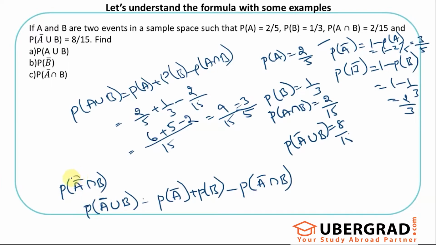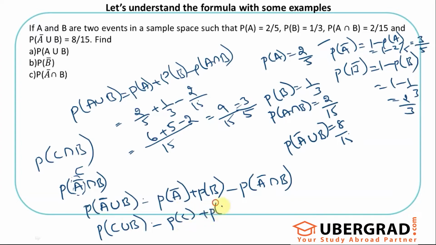Right, like if I take this entire thing as C, I am asking you to find what is P of C intersection B, which could be done by using P of C union B is P of C plus P of B minus P of C intersection B, where C is basically A bar, right? So they are asking us to find this. I know what is this.